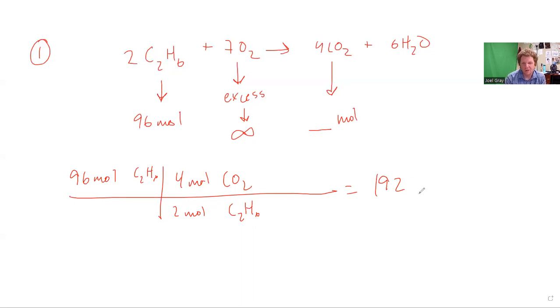Another way that you could do it is you could look at it and say, well, 2 and 4, I am making 2 times as many moles of CO2 as I have moles of C2H6. The end. That's all there is to this sort of problem. Don't make it any more complicated than it actually is.